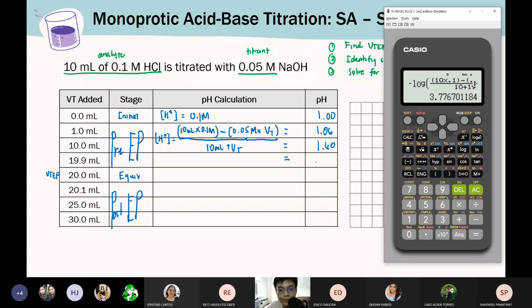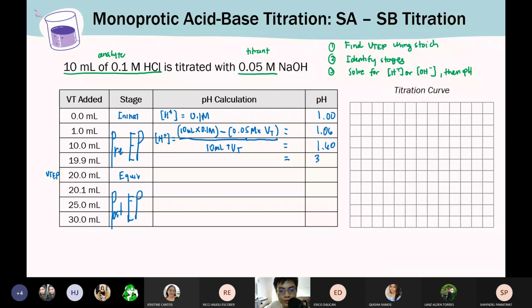That's great. So at equivalence point, wag na magdalawang isip, 7. Yun na yan. Pag tinanong yung equation, sulat nyo na lang to. H plus equals square root of KW. Ganun lang.